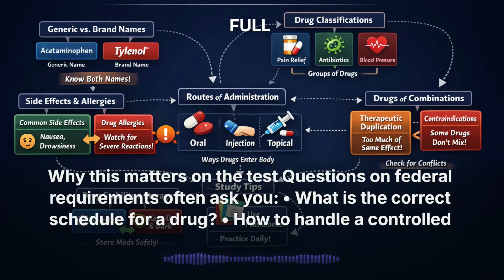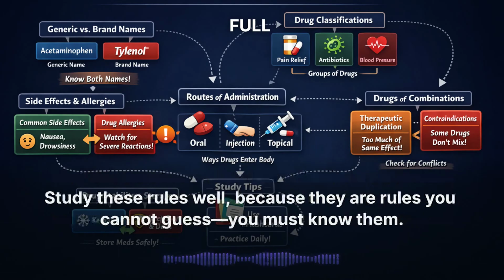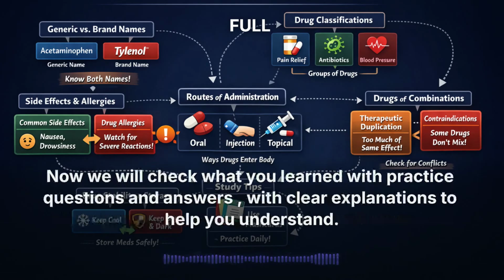Why this matters on the test. Questions on federal requirements often ask you, What is the correct schedule for a drug? How to handle a controlled substance prescription. What to do with a recalled medicine. How to label a drug so it is correct and safe. Study these rules well, because they are rules you cannot guess, you must know them. Now we will check what you learned with practice questions and answers, with clear explanations to help you understand.